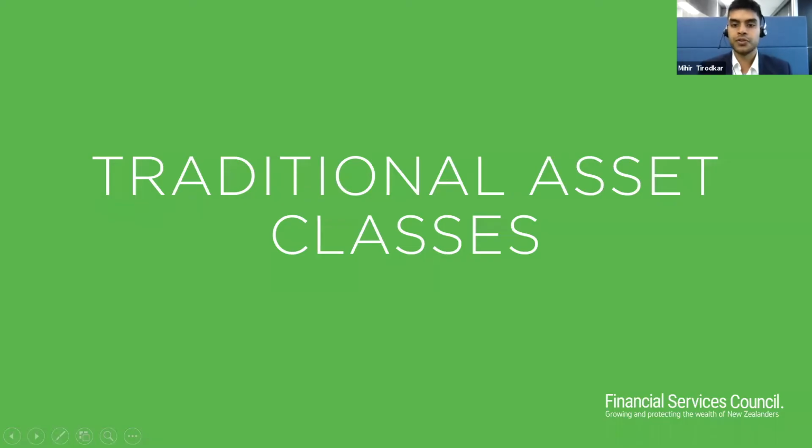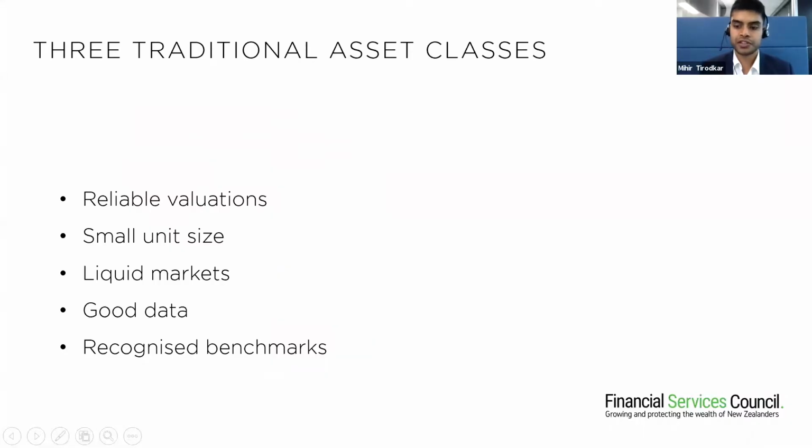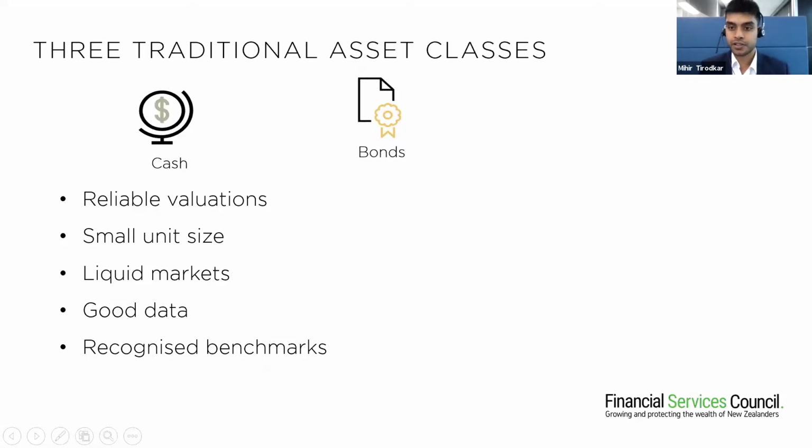So we're going to move on to the traditional asset classes. When we talk about traditional asset classes, there are really three that people talk about. The first is cash. Second is bonds. Bonds are also sometimes called fixed income or fixed interest. These are terms that are used interchangeably.